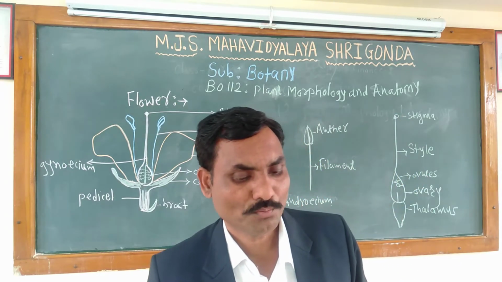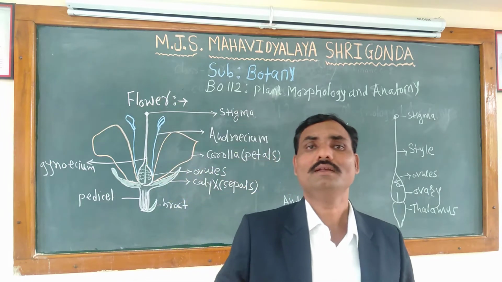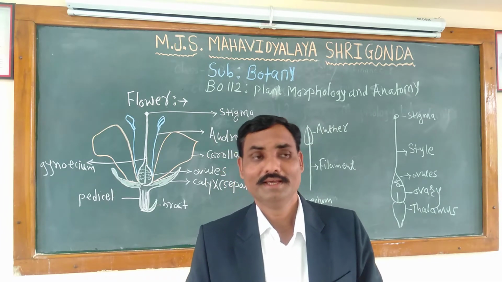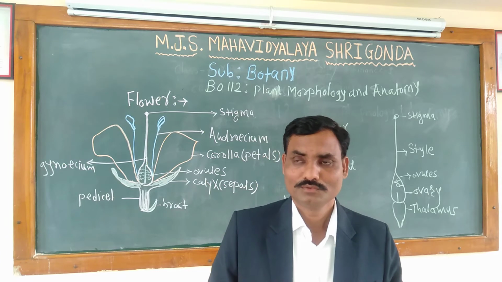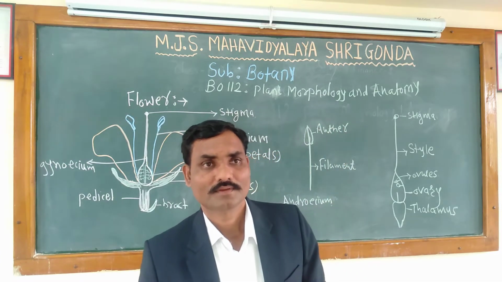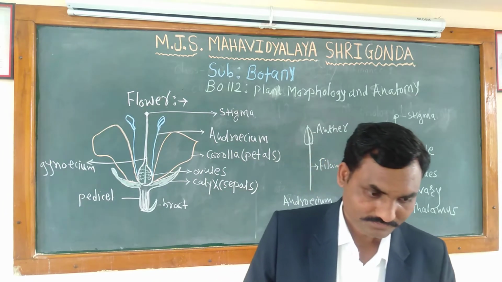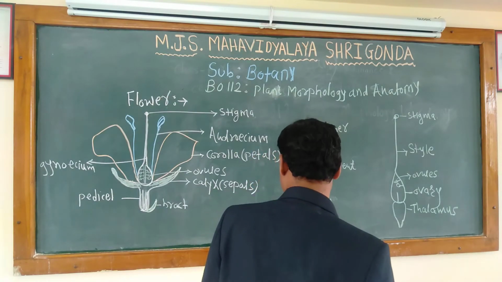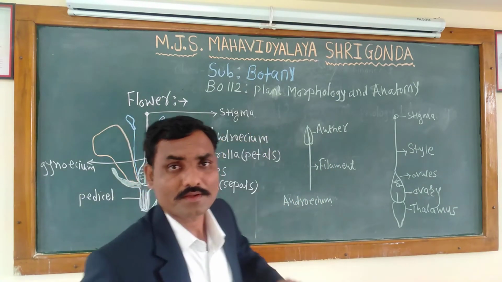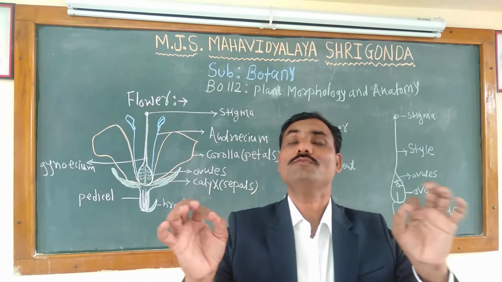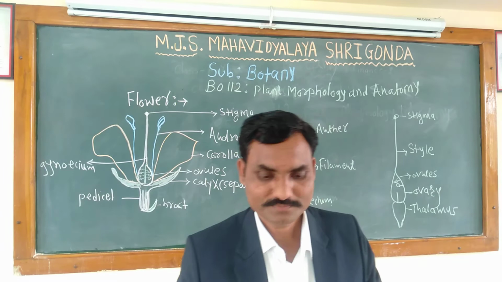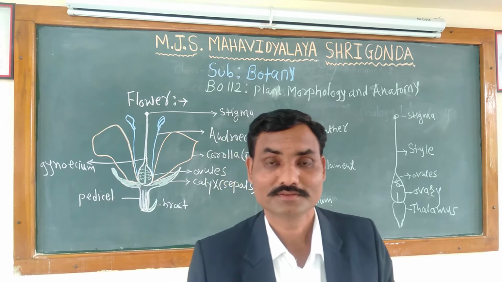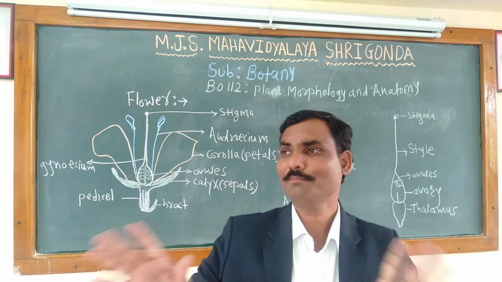In that morphology of reproductive parts, the flower is one of the important organs of the plant. In that flower, the introductory part we are going to learn. Then we know that the flower is the most conspicuous, highly attractive and important organ of angiosperms, which is specialized for reproduction.